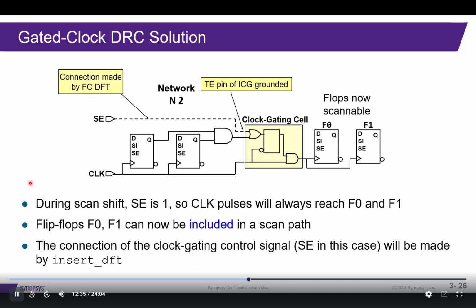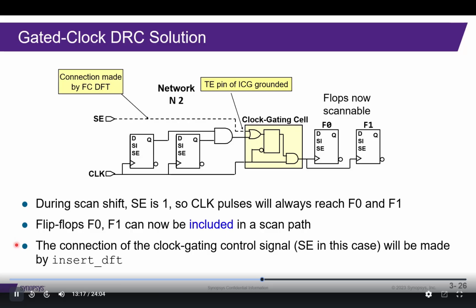The solution to the gated clock test design rule checking is to use an integrated clock gating cell with an additional test enable pin that is connected to a scan enable signal at the top level. During scan shift, the scan enable signal is asserted to 1. This causes the clock gating cell to be transparent, and the clock pulses will always reach flip-flops F0 and F1. Therefore, flip-flops F0 and F1 can now be included on the scan path.